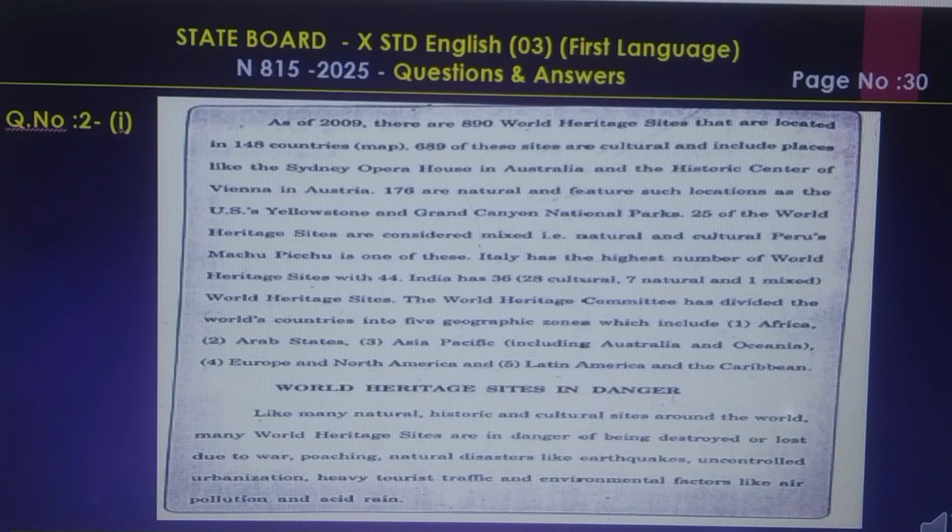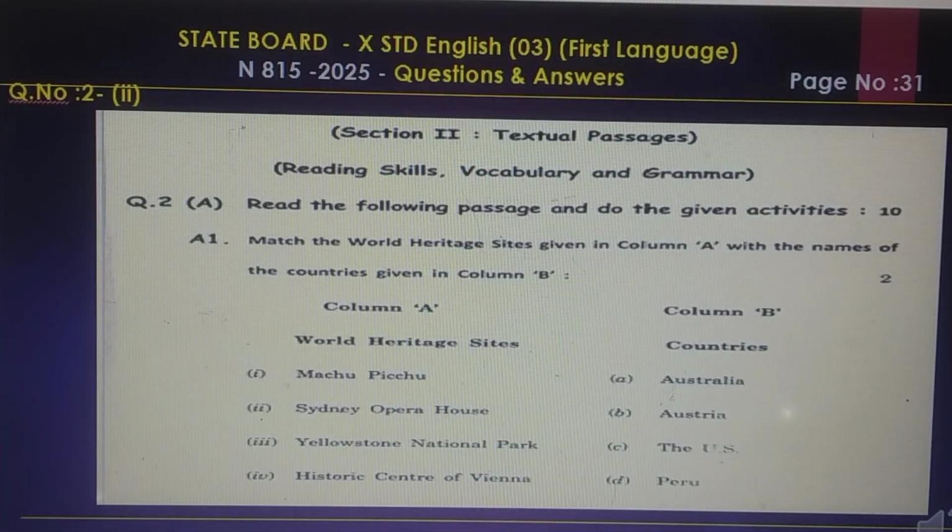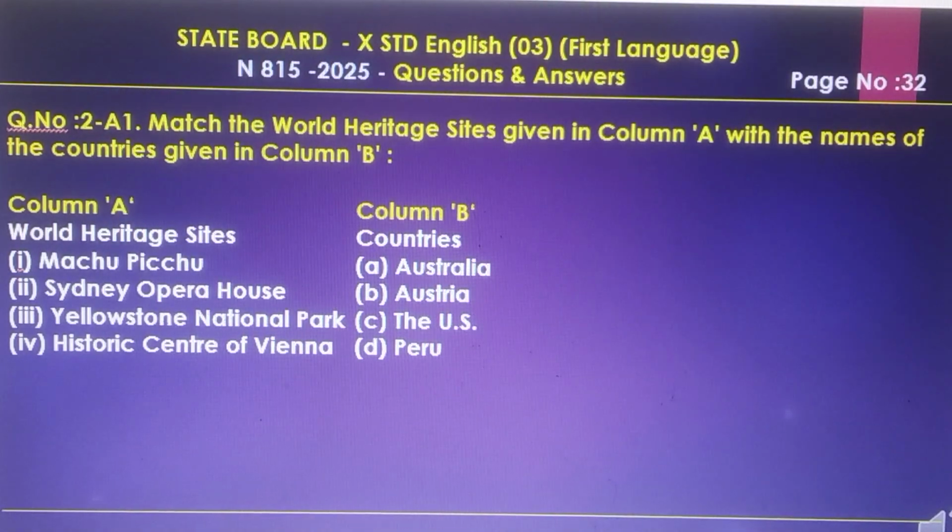The question number 2.1. Here is section 2, textual passage, reading skills and vocabulary and grammar. Read the following passage and do the given activities. Match the following items of column 1 and column 2. Here are the questions.